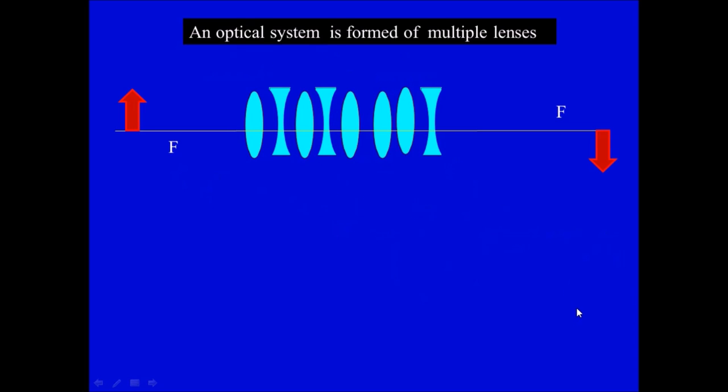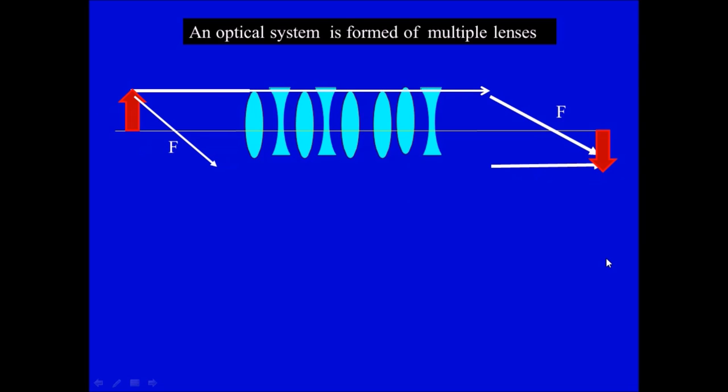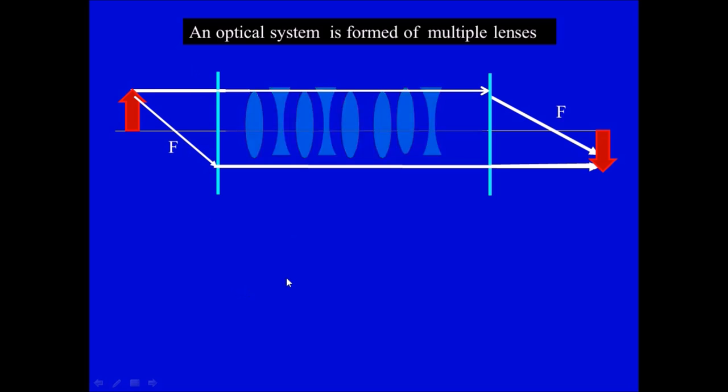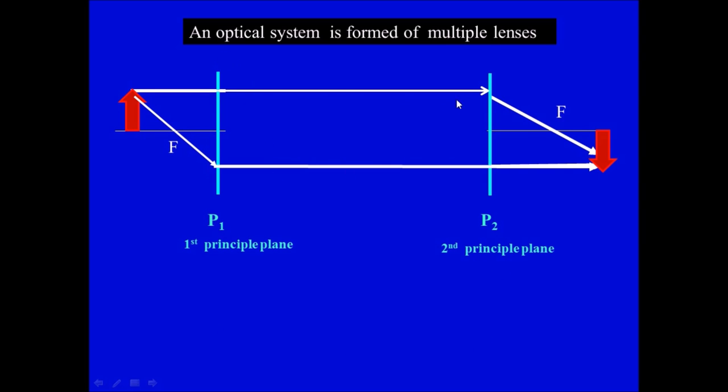Now, an optical system is formed of multiple lenses. If this is the object, rays coming from the object should come out here, passing through F2. If another ray passes through F1, it should come out here parallel. So if we extend these, we can put here one plane and here another plane. So we can remove all these multiple lenses and put in place a very thick lens. This is one surface of the lens and this is the second surface of the lens. We call this the first principal plane and this the second principal plane. And this is F1 and this is F2.